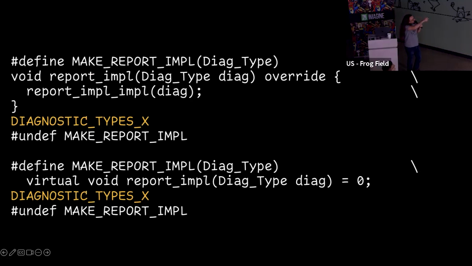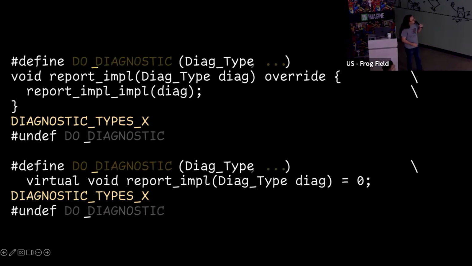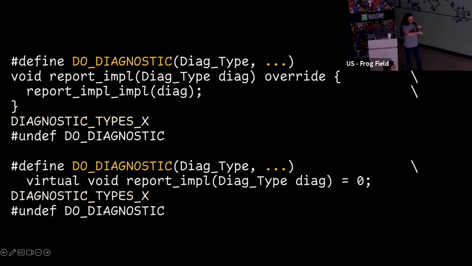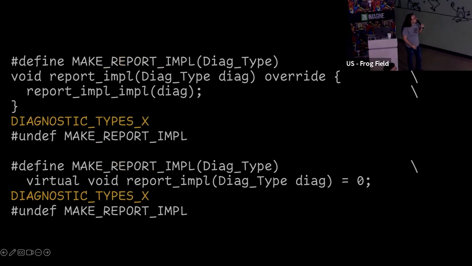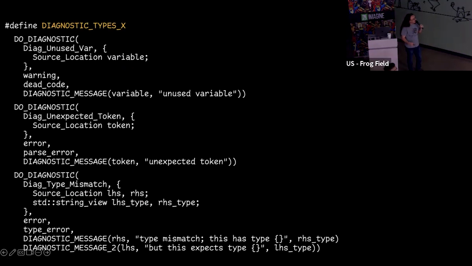Okay, and then the original call to diagnostic types X, these are the original calls to generate the report impl functions. What we'll do instead is we will call our new diagnostic types X macro. And I changed the name of the thing that's called to do diagnostic. Now, do diagnostic gives you the name, and it gives you the body and the severity and the messages and stuff. We don't care about that here. We just care about the type name. So we use ... to ignore all the extra parameters. So now we've successfully made it so that anytime we add a diagnostic, we only have to update this thing instead of updating a bunch of different files.